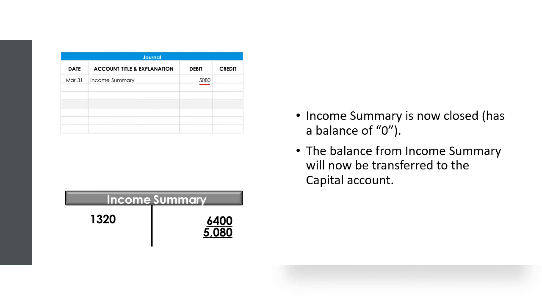Now, what will be our credit? We know what our debit is. What's our credit going to be? When we close income summary, we are going to transfer the balance of it into our capital account. Now, we had $6,400 in revenues and $1,320 in expenses. Did that result in a net income or a net loss? Of course, it was a net income. Our revenues were higher than our expenses.